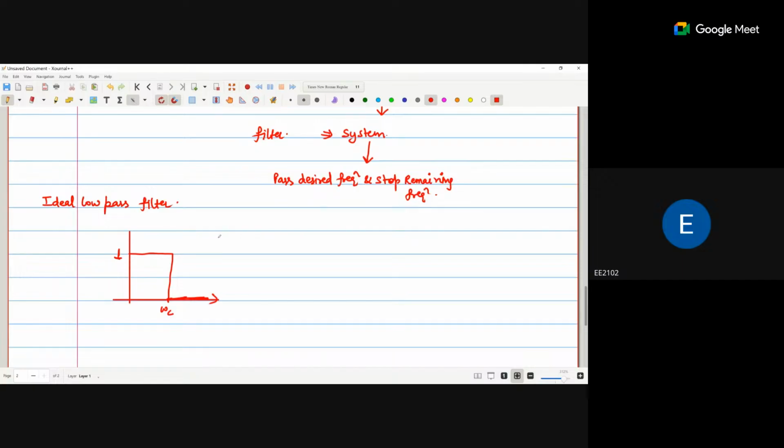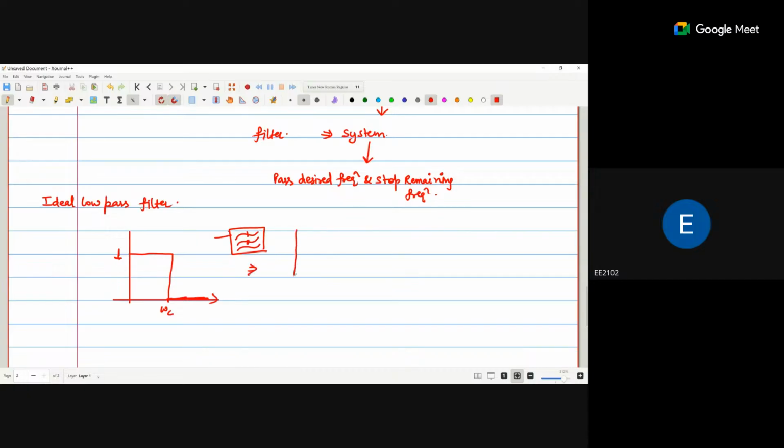If we draw the symbol of that low pass filter, the low frequencies will pass. So that is the symbol of the low pass filter. But practically, it is not possible.